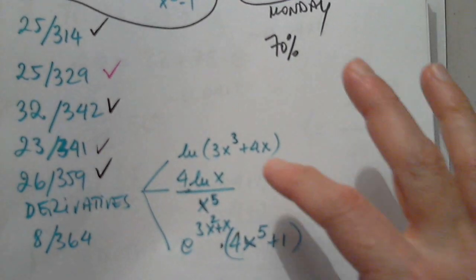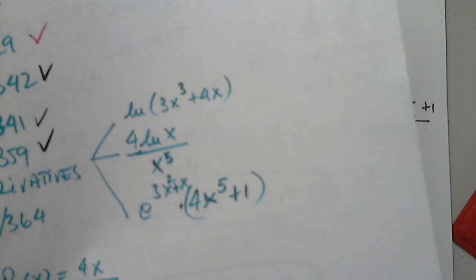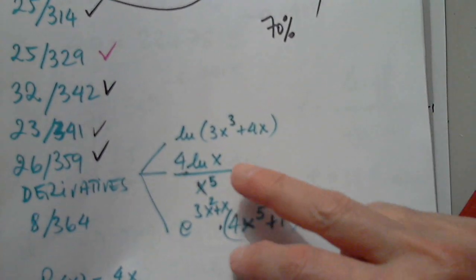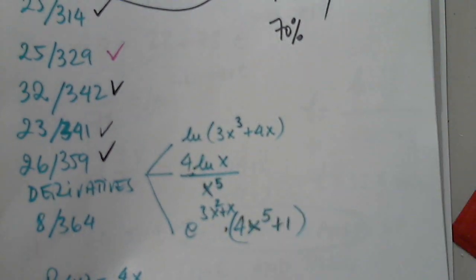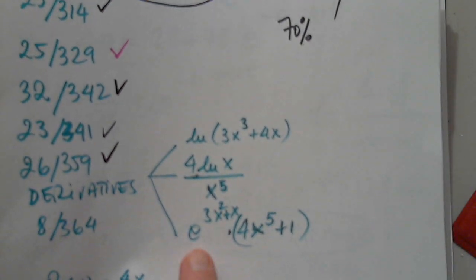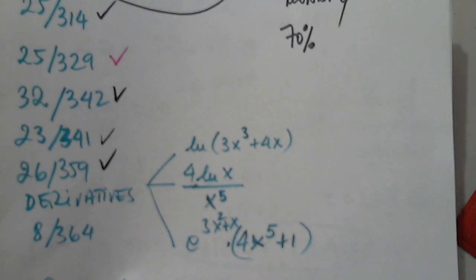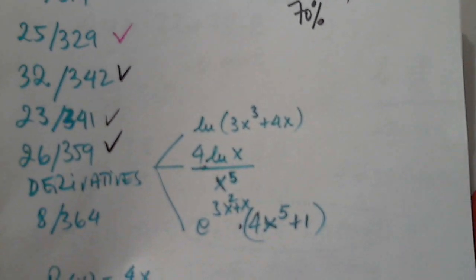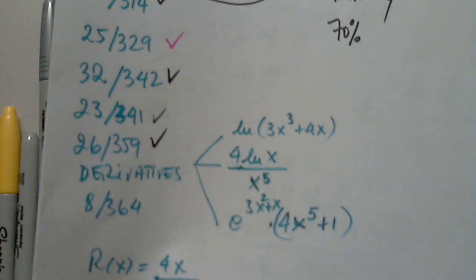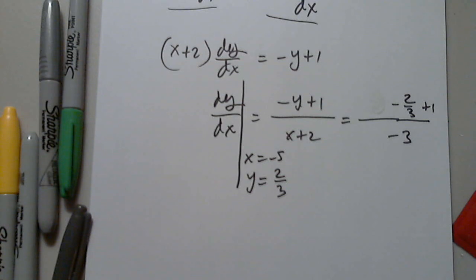Then examples of different derivatives. So I selected 3 questions, 3 derivatives. We already did one like this in a previous problem. Tell me if you would like to work on any of these two. 4 natural log x over x to the 5th, or e to 3x squared plus x times 4x to the 5th plus 1. Which one? Or we don't need to. Can we do the one with the fraction? This one, perfect, yes, of course.